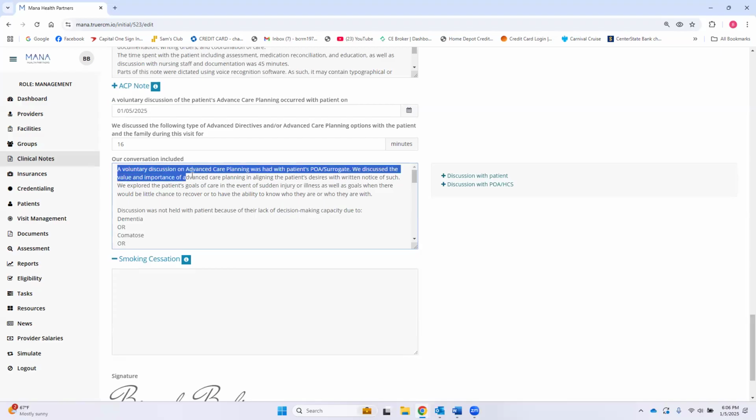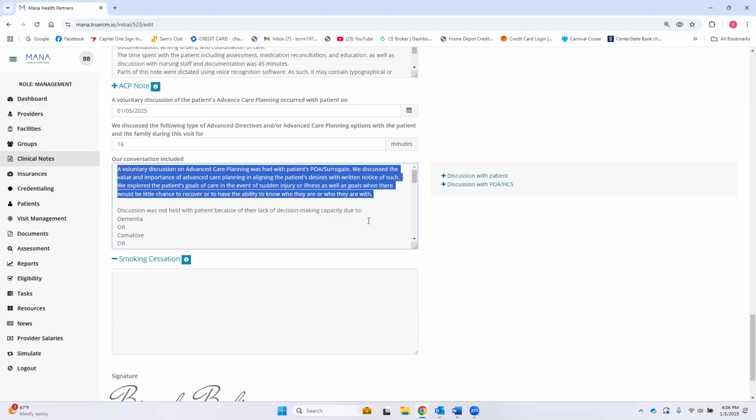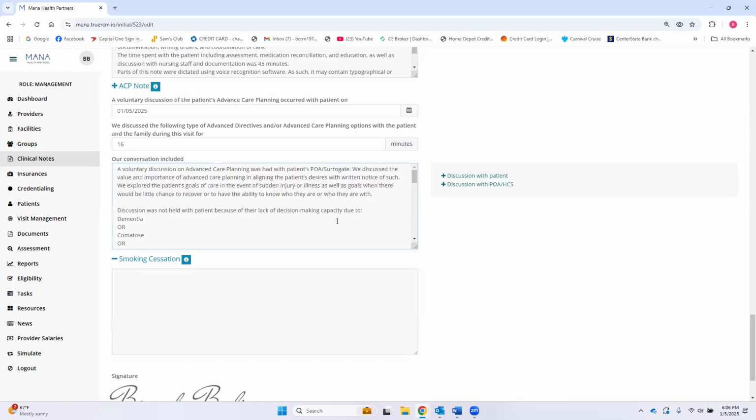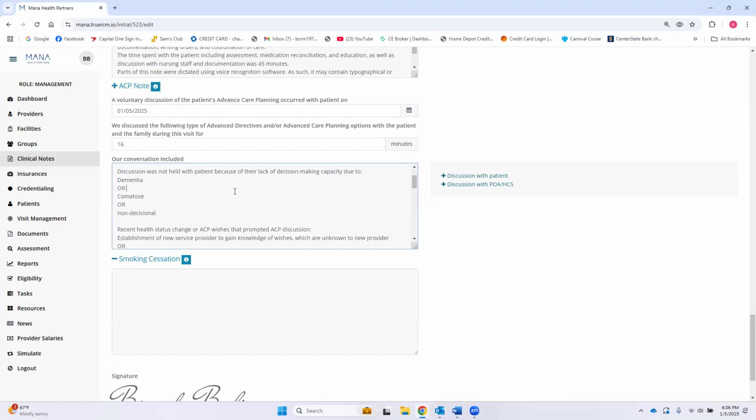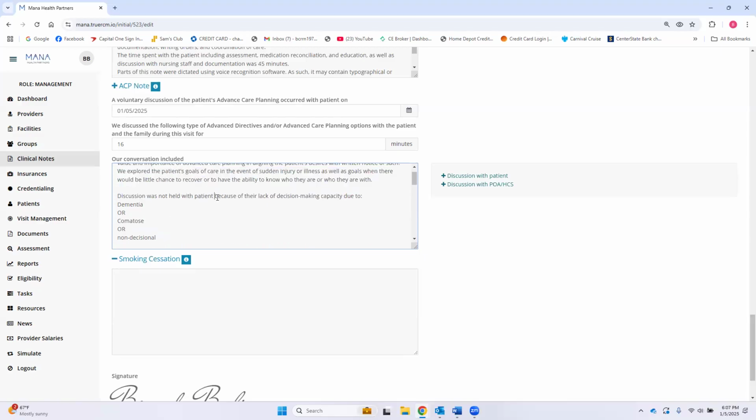You've got your generalized statement that says you've had a voluntary discussion with a POA. And then every section from there on out has to remain. You cannot delete an entire section. You leave the section, which ends up being a sentence, and you delete what's not applicable. So the discussion was not held with a patient because of their lack of decision making due to, and then what's your answer? Dementia. So you would delete the not applicable information.